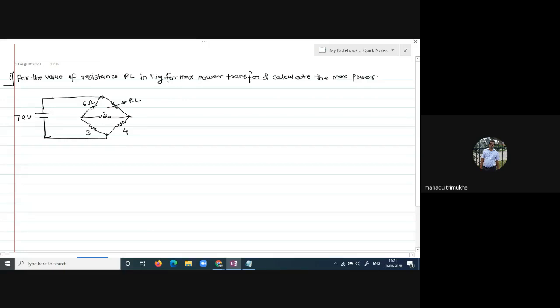Now our aim is to calculate first VTH. So step number one is to calculate VTH. As per the steps to apply maximum power transfer, whatever variable resistors are in the electrical circuit, we have to remove. Here the load resistor is your RL, and we have to remove it.